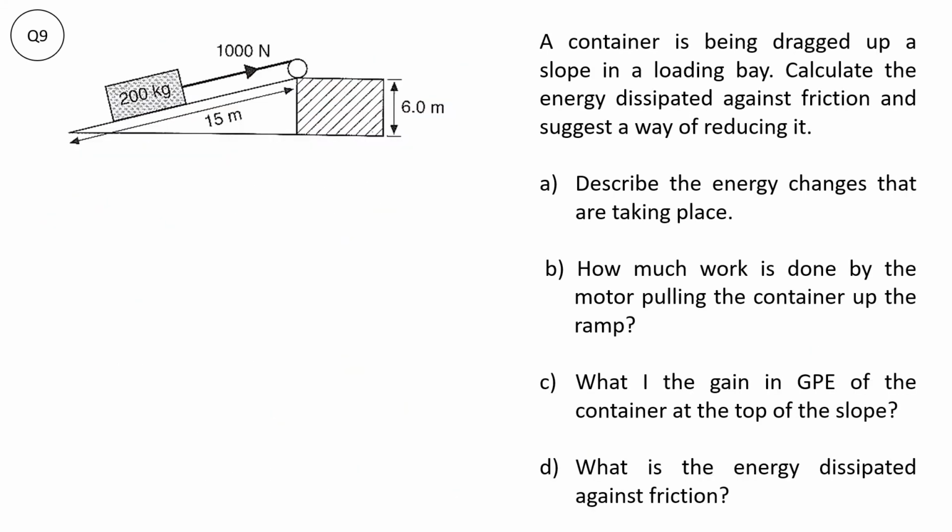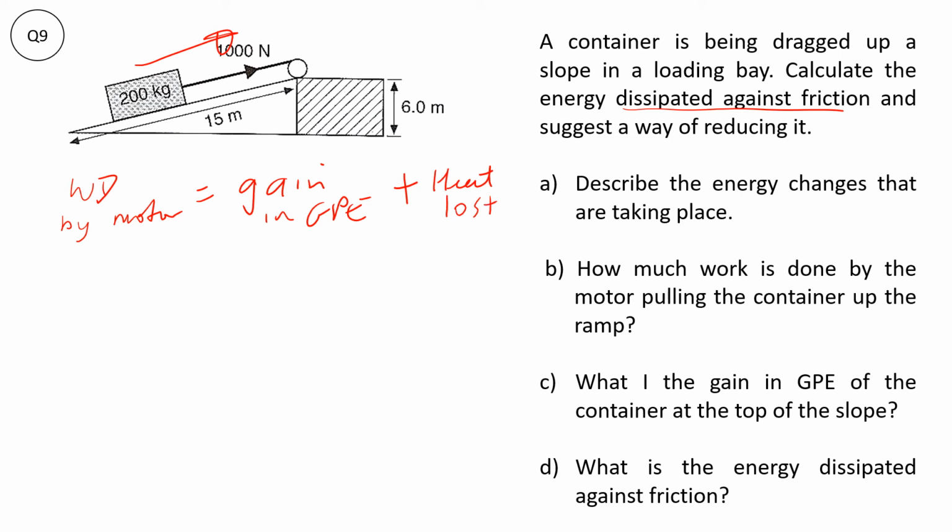Question 9. A container is being dragged up a slope in a loading bay. Calculate the energy dissipated against friction. So now we are not assuming that all the energy is conserved. Describe the energy changes. Well, we've got work done by motor equals the gain in GPE, because this is sliding up the ramp, plus thermal or heat lost due to friction. Okay, that was A.